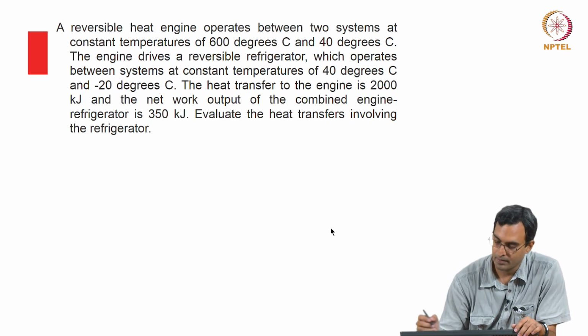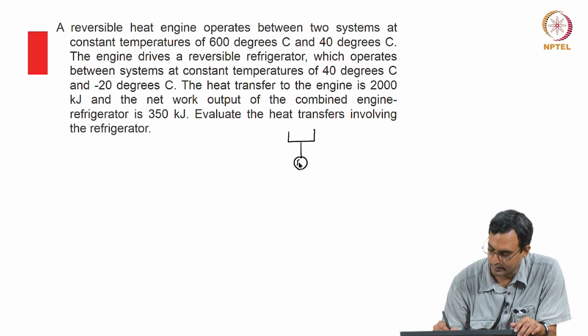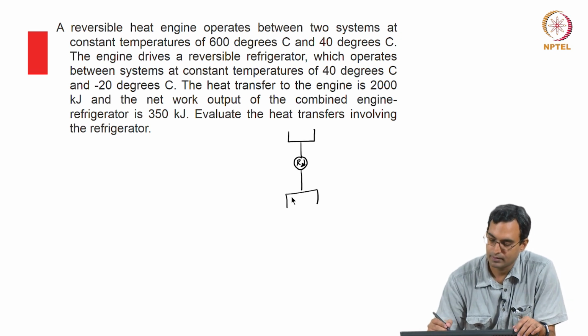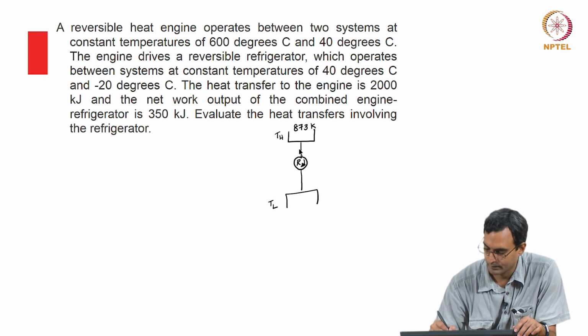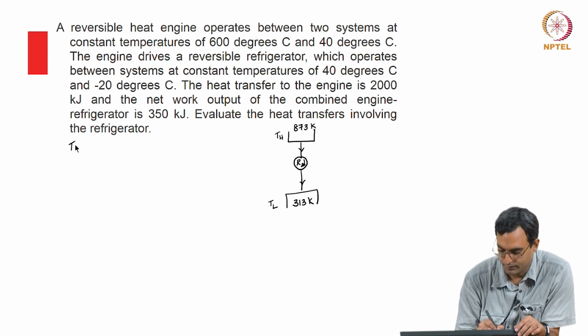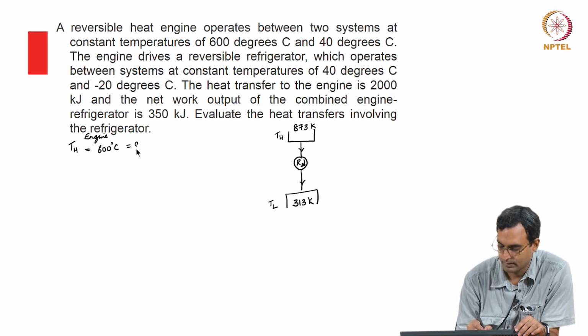So let's see what we can do here. We have a reversible heat engine, which essentially is like, say, a Carnot engine operating between 600 degrees centigrade and 40 degrees centigrade. I'll convert it into Kelvin. So we have the information given for the engine. TH is 600 degrees centigrade, about 873 Kelvin. TL is 40 degrees centigrade, about 313 Kelvin.